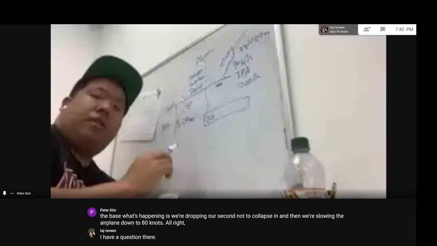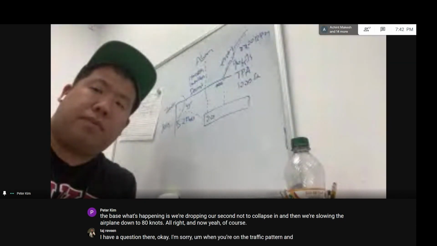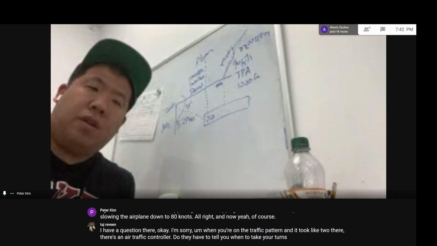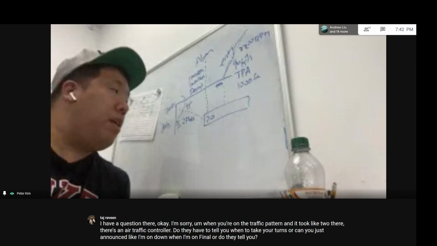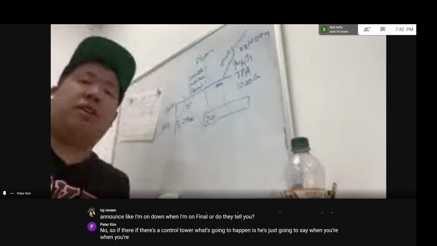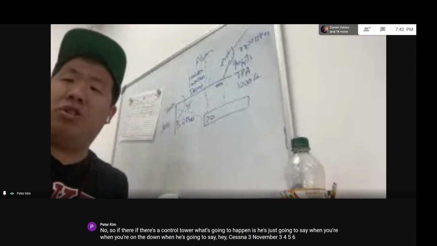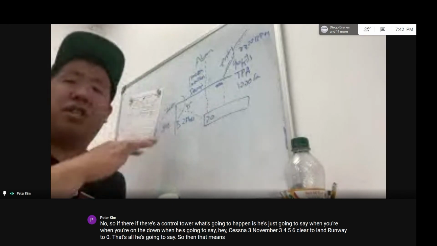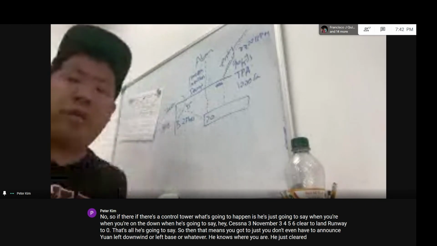I have a question there. Of course. When you're on the traffic pattern and there's an air traffic controller, do they have to tell you when to take your turns, or can you just announce like I'm on downwind, I'm on final? No, if there's a control tower, he's just going to say when you're on the downwind, "Hey, Cessna 3 November 3456, clear to land runway 20." That's all he's going to say. So you don't even have to announce you're on left downwind or left base or whatever. He knows where you are. He just cleared you, and the runway is yours.